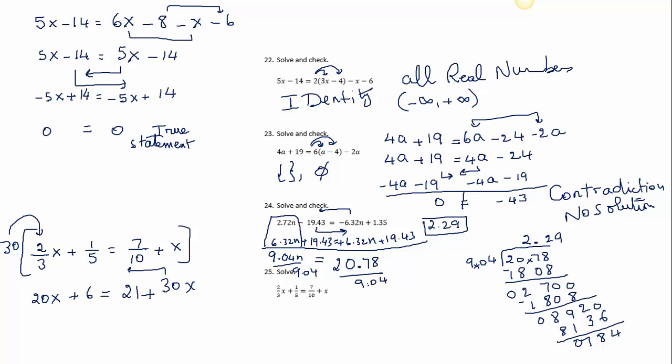So let's move the 30x to the left, move the 6 to the right. So minus 30x plus 20x is negative 10x. Move the 6 to the right, 21 minus 6 is 15. So divide both sides by negative 10 and that would be the final answer. So that would be negative 15 over 10. Let's reduce the fraction. Top and bottom are divisible by 5. 15 divided by 5 is 3. Let's keep the negative sign. And 10 divided by 5 is 2. So that would be the final answer.